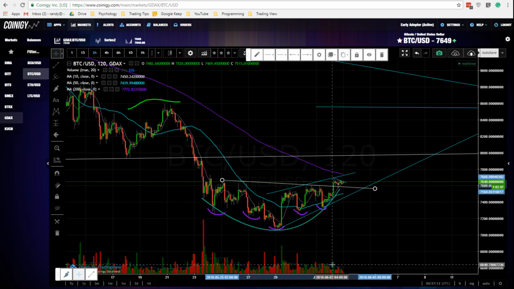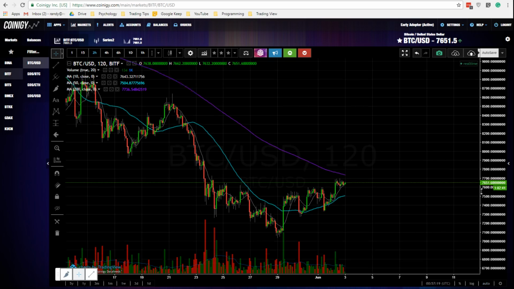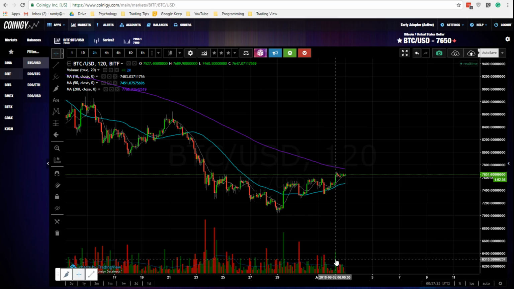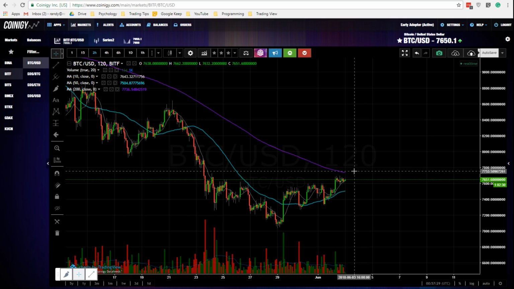The volume, albeit a little bit anemic on GDAX, if we actually go over to Bitfinex, it's better. I want to show you that. Okay, so there's the Bitfinex volume. It's a little better there. Definitely better there. Okay, so a little bit of a different situation over here. And now we have a bull flag in Bitcoin and trying to break up.